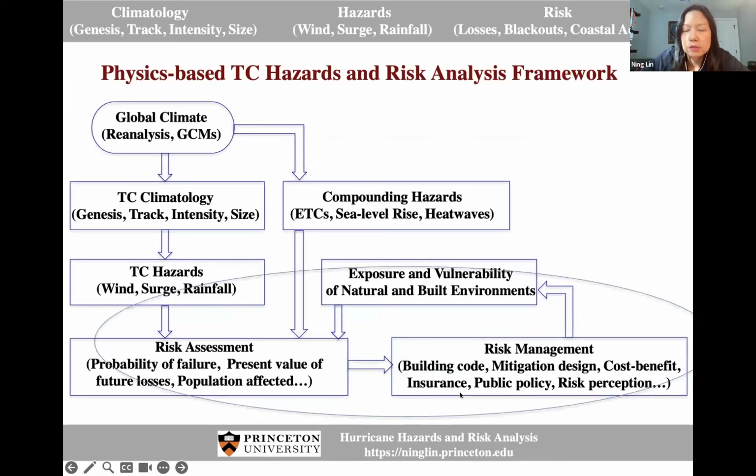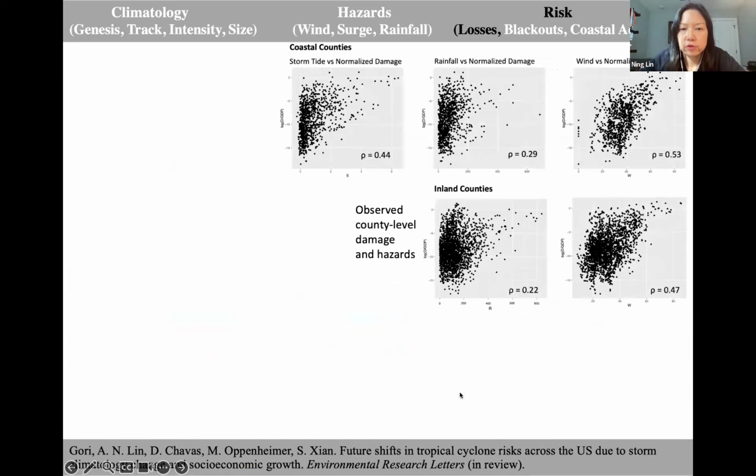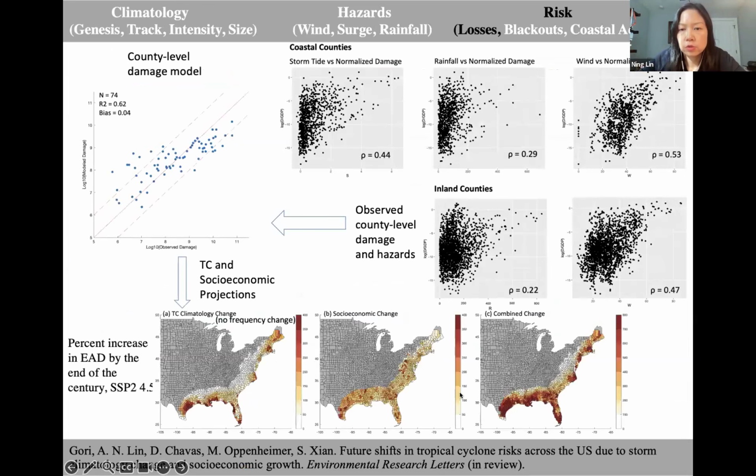Now I want to talk about the risk and risk management. I don't know if I have too much time, so I will just quickly skim this. Now we have a simulation of storms, and then we can simulate individual hazards. And so we want to estimate losses from the tropical cyclones, considering these hazards.